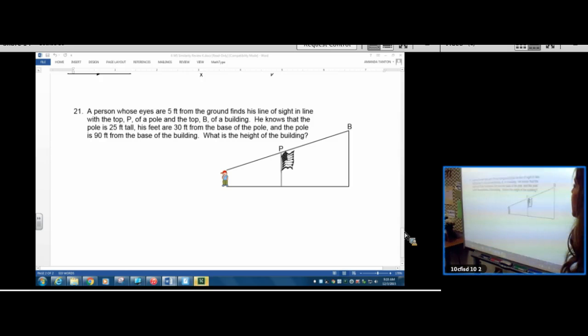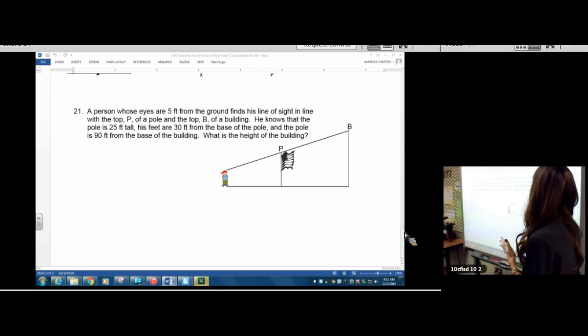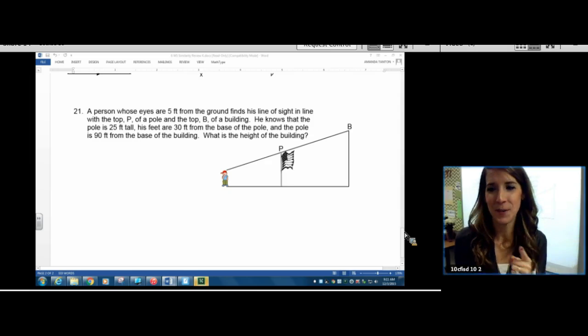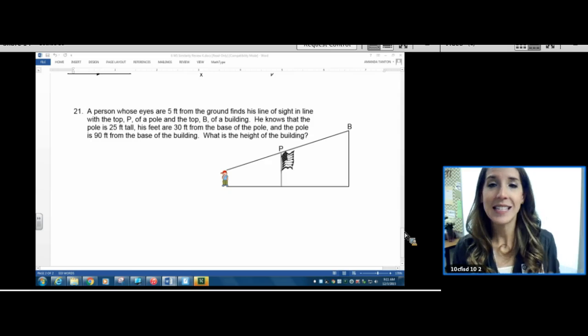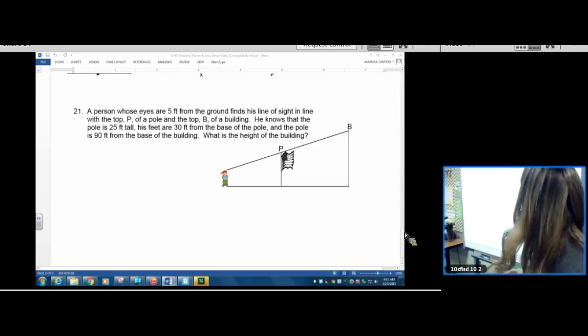21, like I just said, is a big deal. We drew the picture for you. You're welcome. We drew the picture. But the problem is, I don't see any triangles. I see 0 triangles in this picture. So we have to be really careful. Let's label what we know.